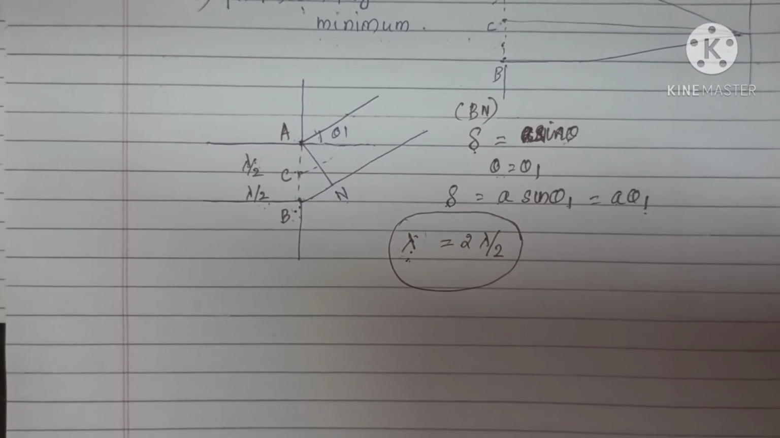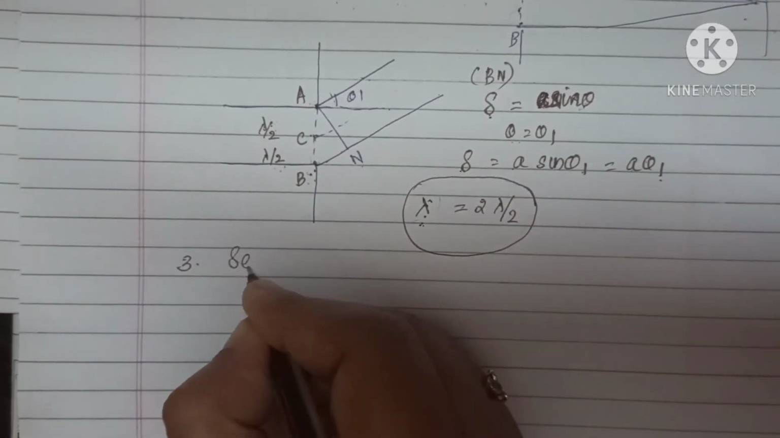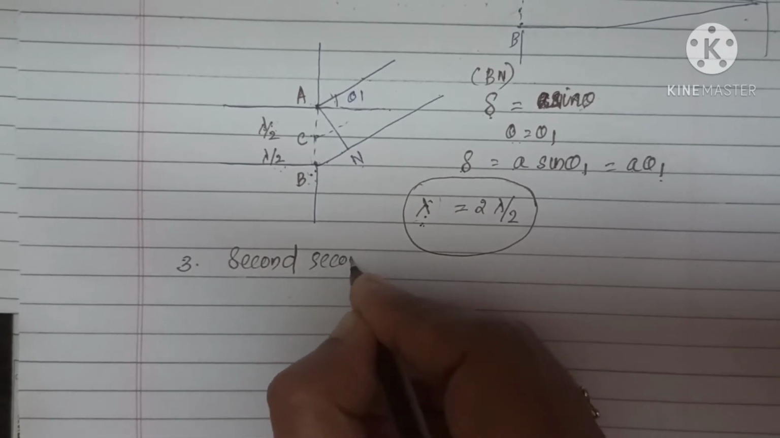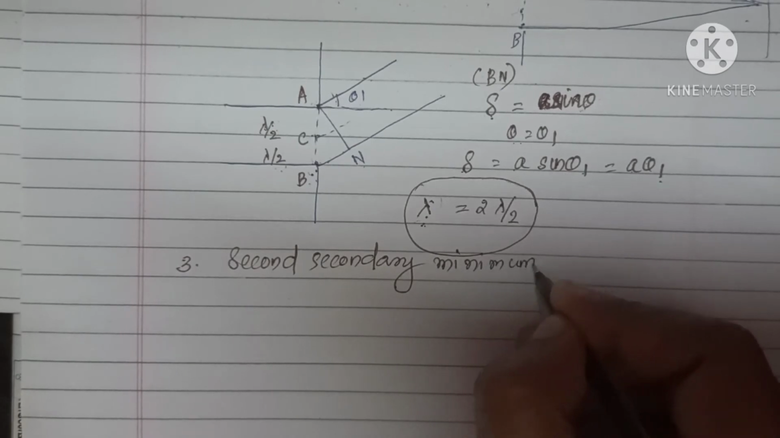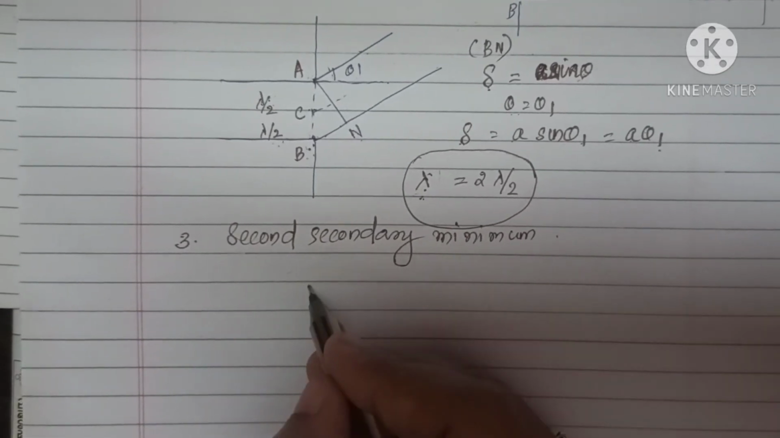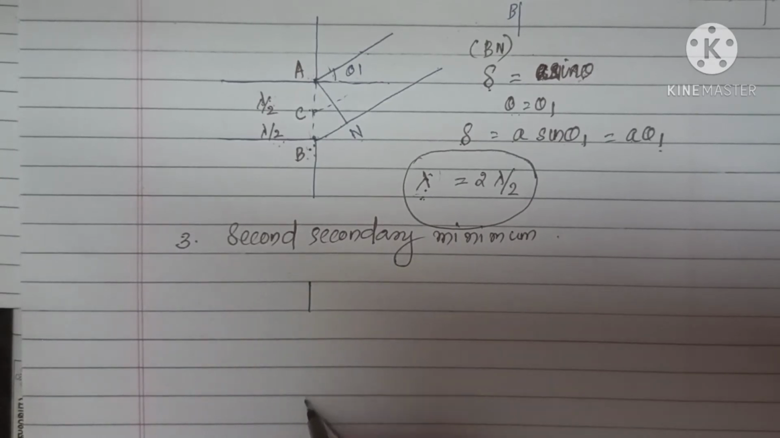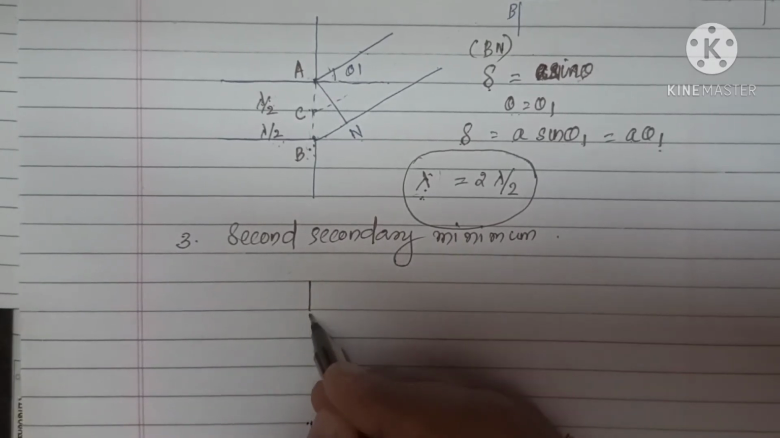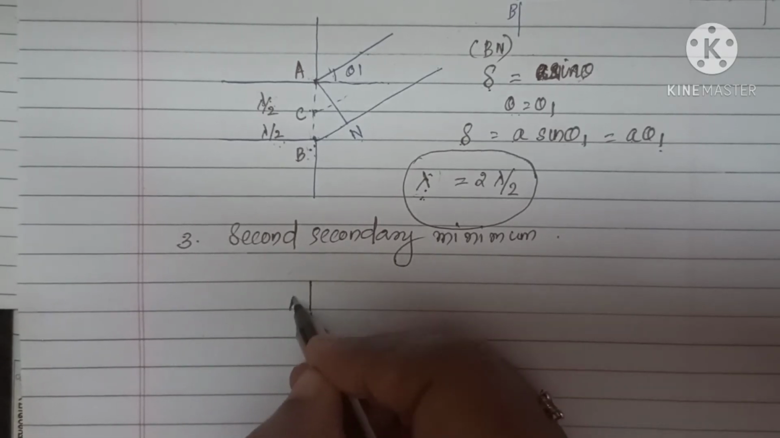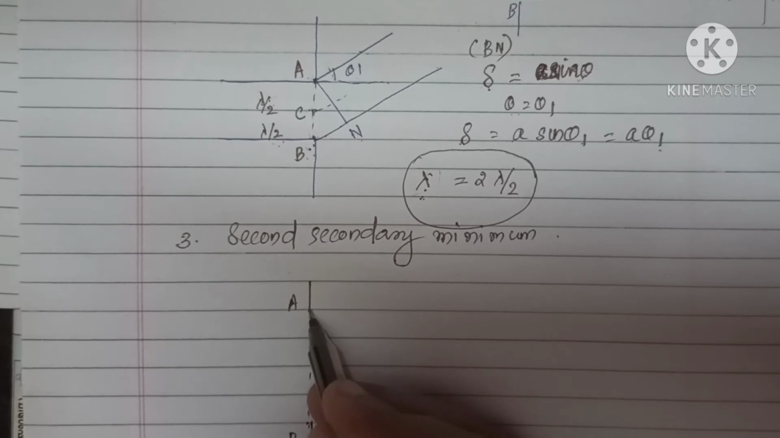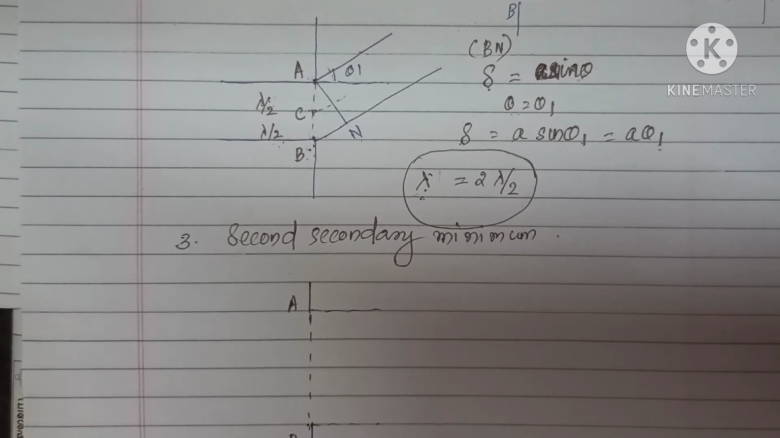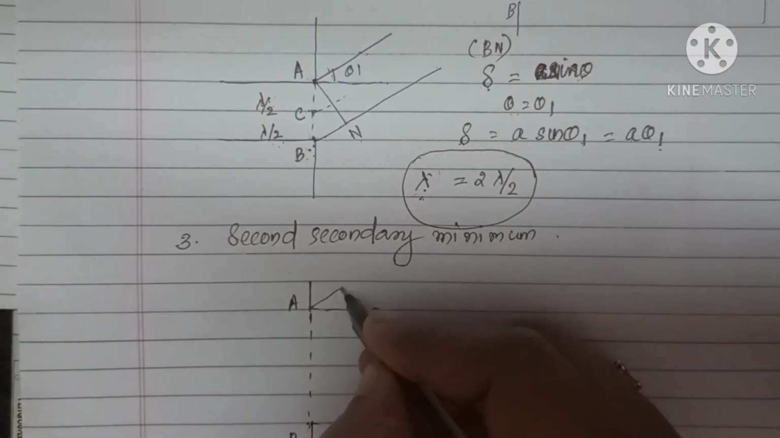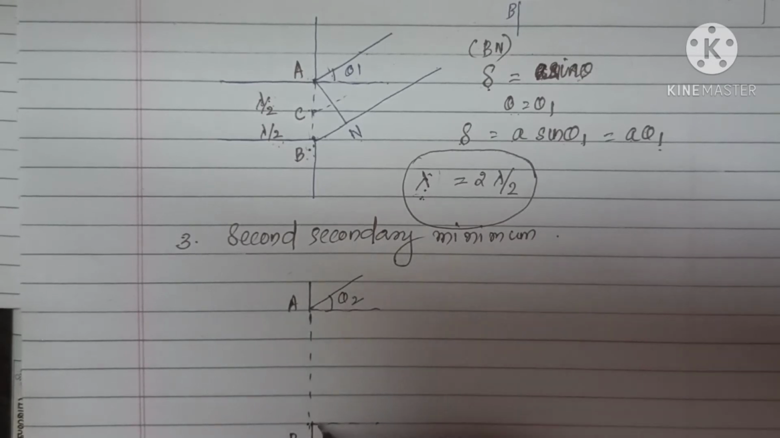Understood? Now if you are moving to the second secondary minimum, I can redraw the figure like this. That is, AB is our slit. Now here, for this slit AB, let us consider theta 2 as the angle of diffraction. Theta 2 is the angle of diffraction.